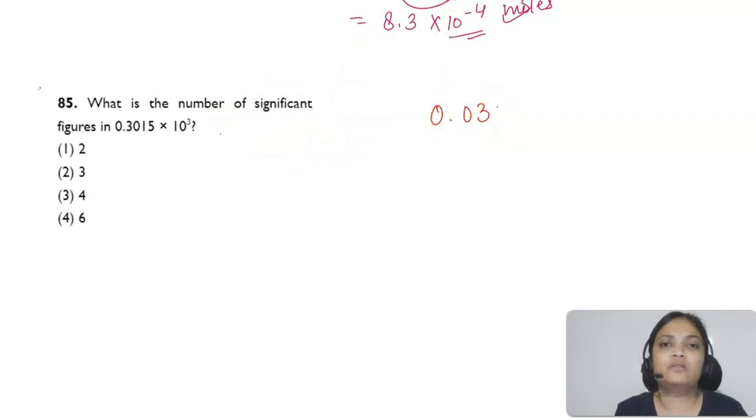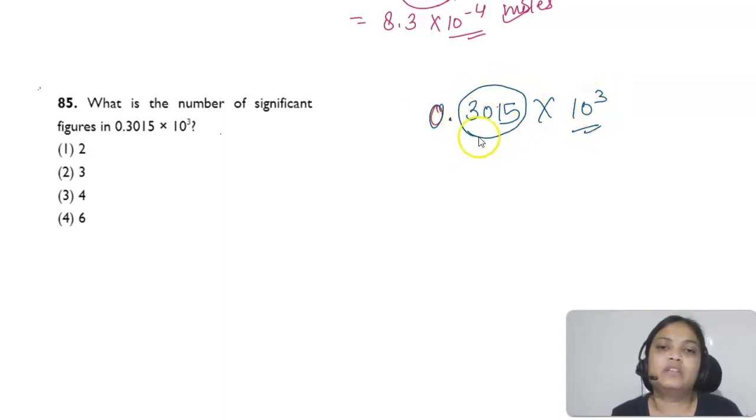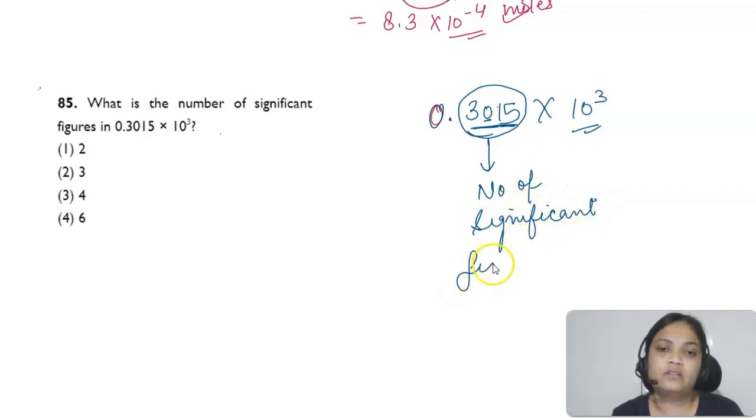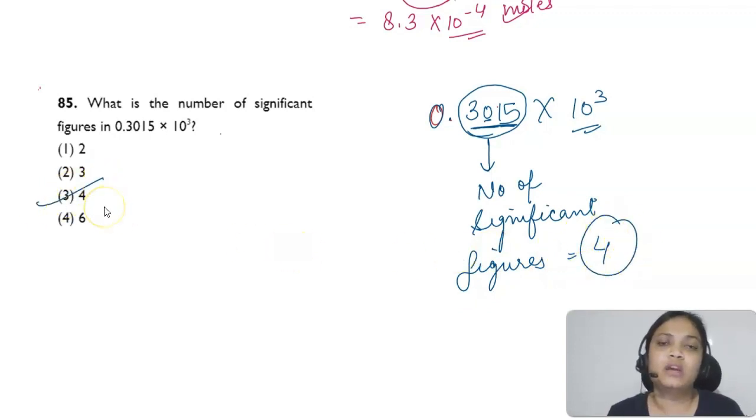So students, you know that the zeros on the left hand side of the number are not significant, and 10 to the power 3 also will not count. And the numbers here are 3015, right? And this 0 is between two non-zero digits, so it is going to be significant. So here we can say that the number of significant figures is going to be 4 in this case, which is your option 3. So students, this is how we are going to solve the questions.